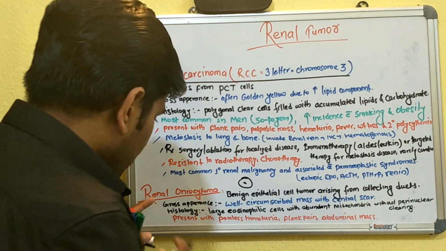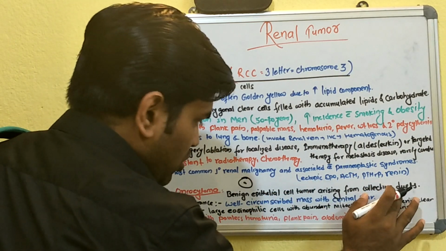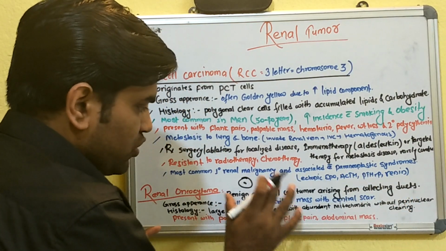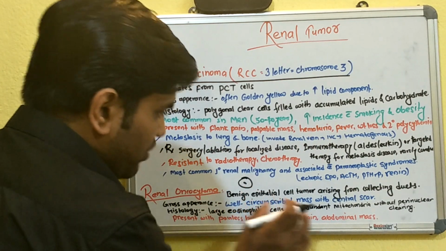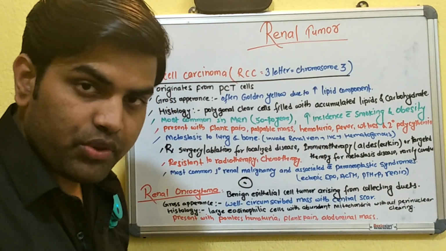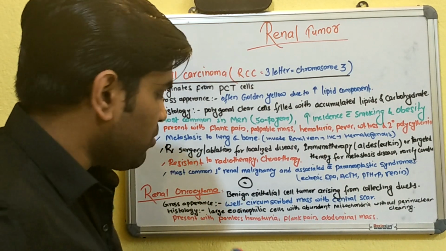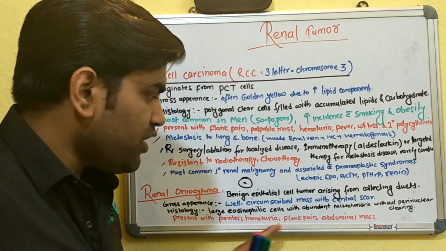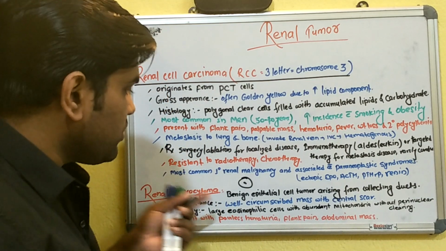So renal oncocytoma is a benign epithelial tumor that arises from the collecting duct. On gross appearance, there is a well circumscribed mass with the central scar. Okay, on histology, there will be eosinophilic cells with abundant mitochondria without perinuclear clearing. And the presentation, since it is a tumor, will be a palpable mass, pelvic hematuria, flank pain, and abdominal mass. This will be the presentation of your patient.